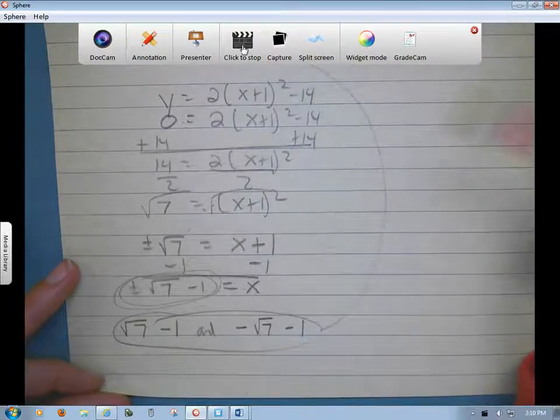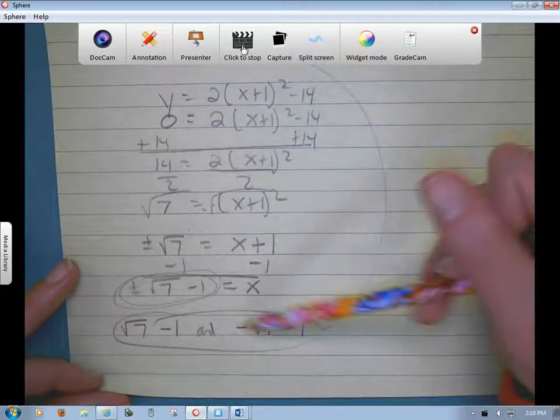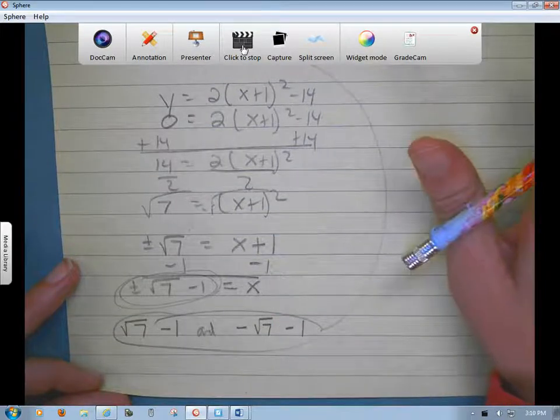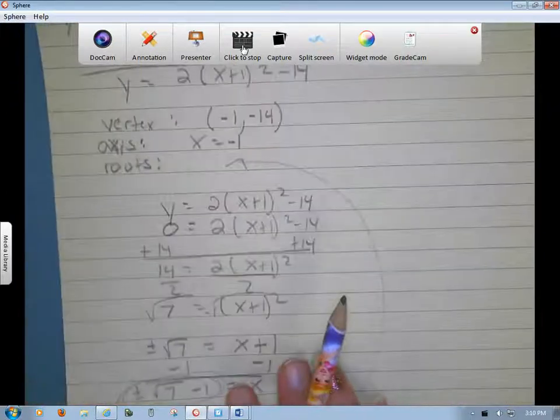If you actually calculate the 0, go into your calculate menu, pick 0, left bound, right bound, guess, you'll get the decimal versions of those. Okay, so try that on your homework, guys. I think this method is actually easier to follow.